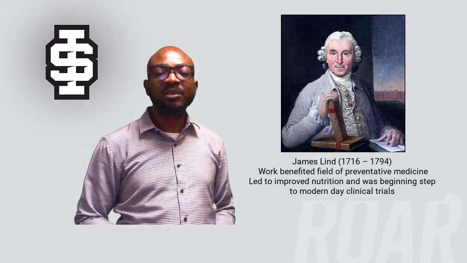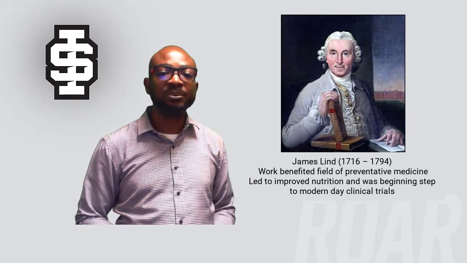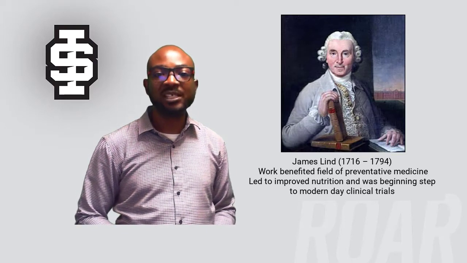Lind had the idea that something was lacking in the diet of the ill sailors, and he chose 12 men from a ship, all with scurvy, and sorted them into 6 pairs.